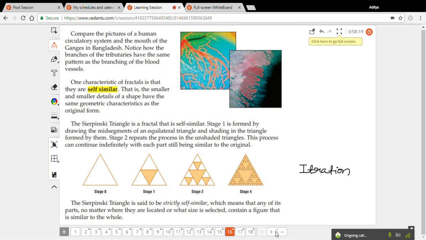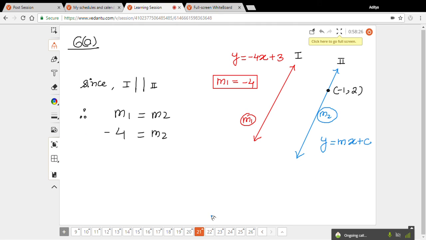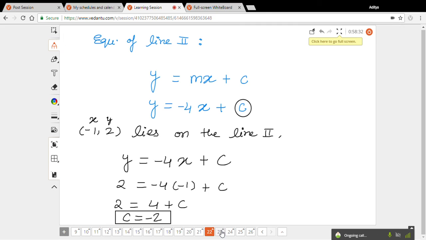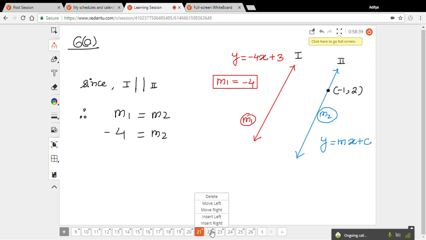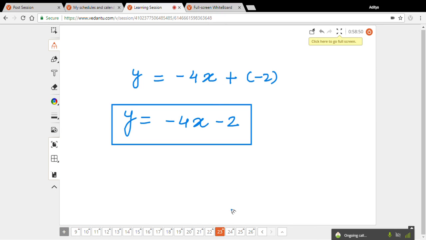And then the last question that we discussed was where we were given two parallel lines. If two lines are parallel, the gradient will be the same for them. So we got the gradient of the second line, but we still needed the c term because we don't know it. So I told you, whenever a point lies on the line, it satisfies the equation. We substitute it at the place of x and y, we get the result for c, and we put it back into the equation.